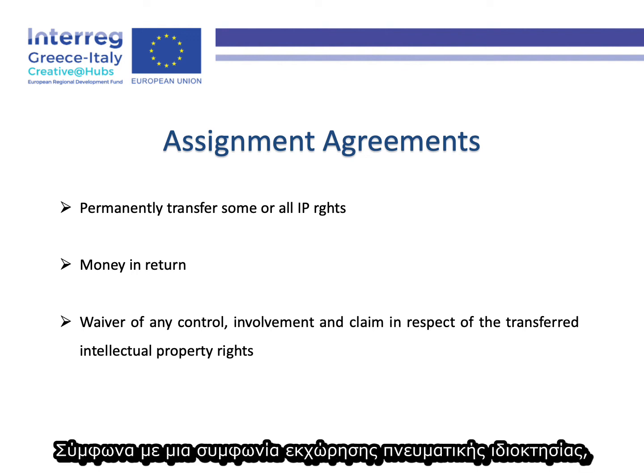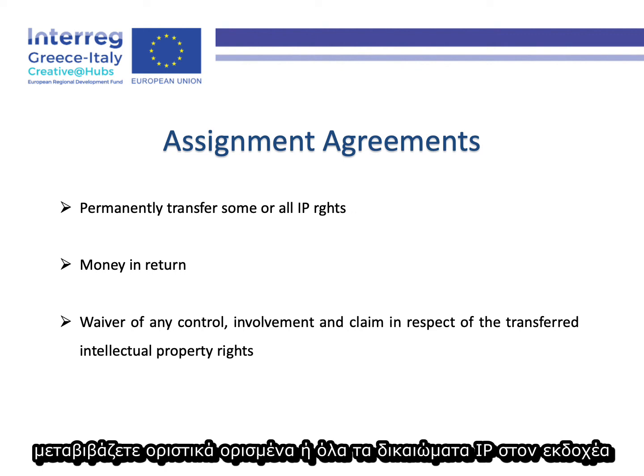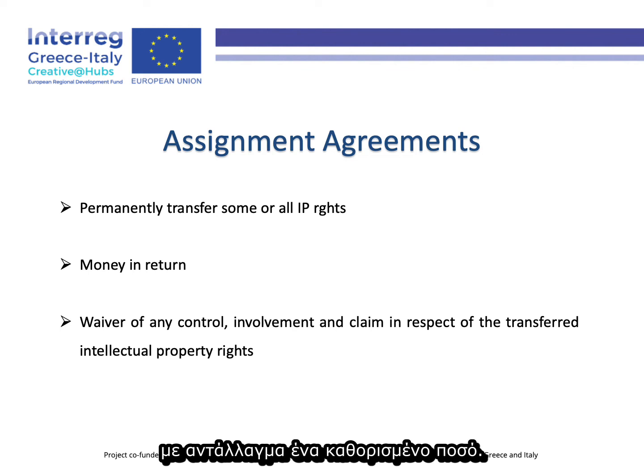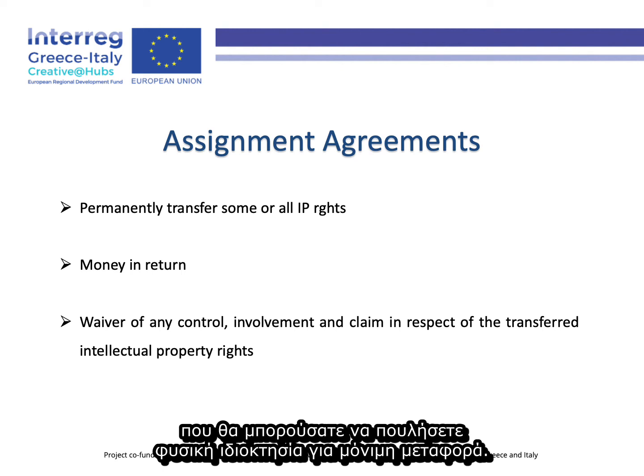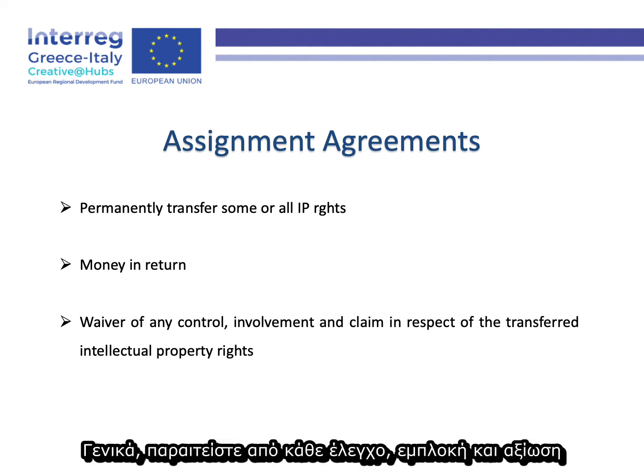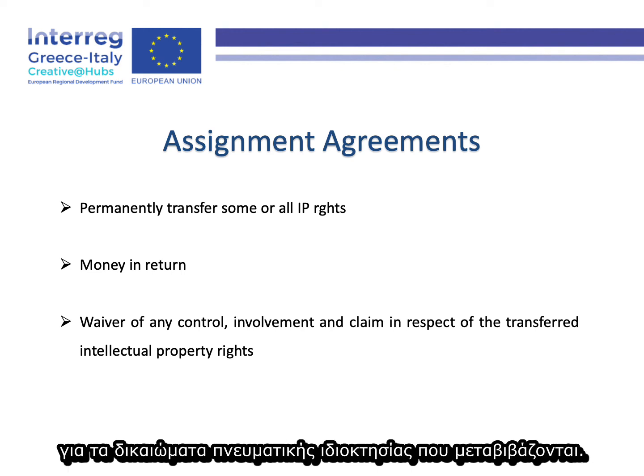Under an intellectual property assignment agreement, you permanently transfer some or all IP rights to the assignee in exchange for a specified sum. Essentially, you sell the rights to a third party the same way that you could sell physical property for a permanent transfer. Generally, you relinquish all control, involvement, and claim on the intellectual property rights transferred.